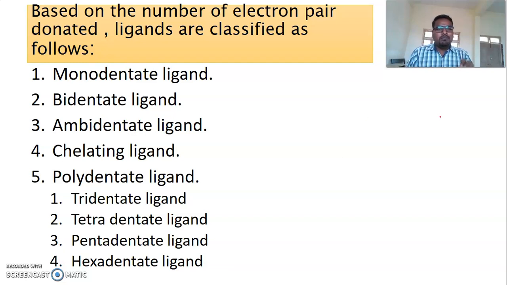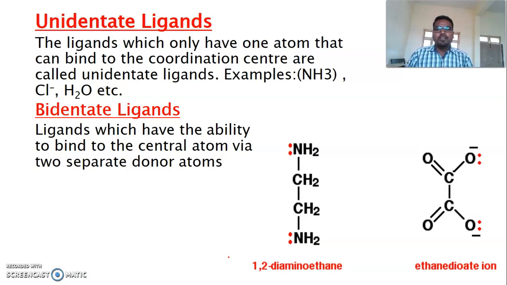So based on the number of electrons donated, the ligands are classified as follows. The first one is monodentate ligand, bidentate ligand, polydentate ligand. Again, ambidentate ligand, chelating ligand. Again, polydentate ligands are classified as tridentate, tetradentate, pentadentate and hexadentate ligands. So let us see one by one.